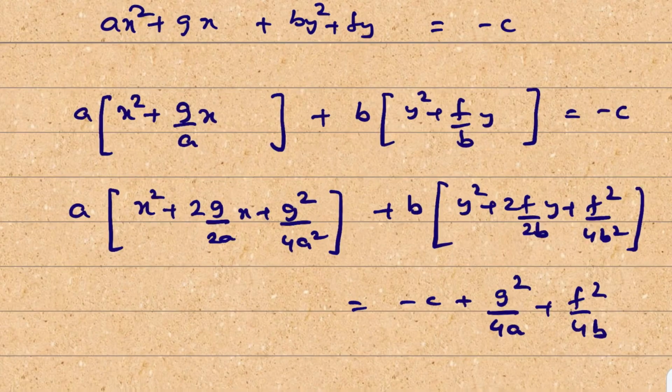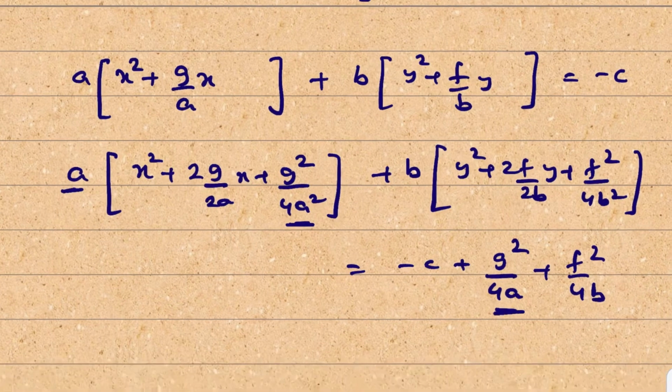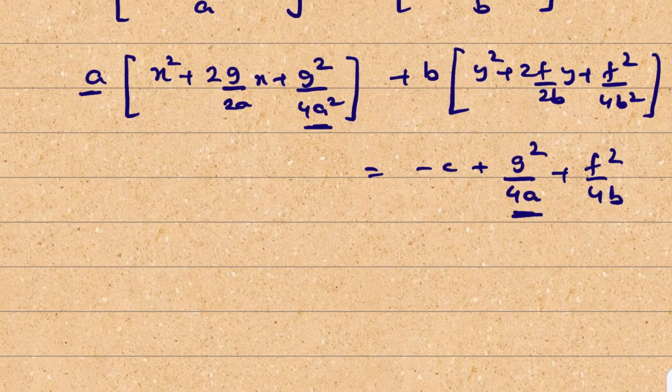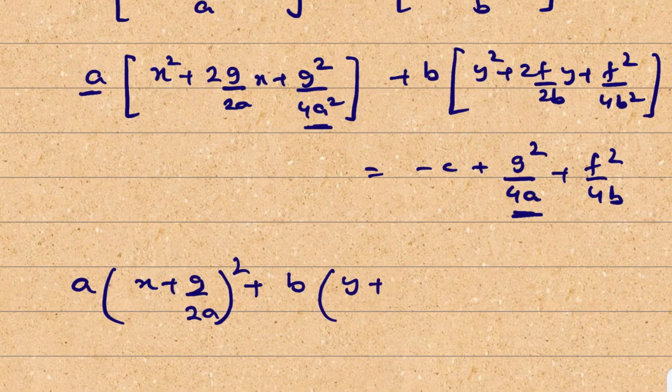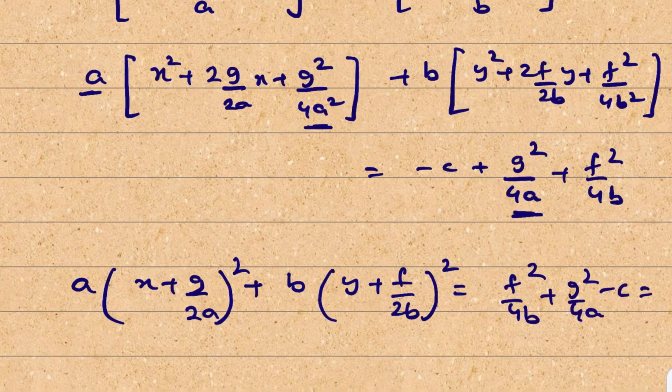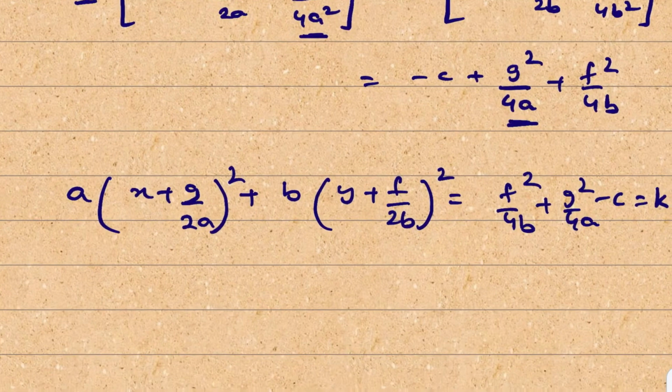Note here that this a will get multiplied with g square by 4a square and will generate g square by 4a. So that's why I added it on the right side. Now we have a perfect square. x plus g by 2a whole square plus b times y plus f by 2b whole square is equal to some constant. Let's call it as k. Therefore, the equation of ellipse changes to equal to 1.